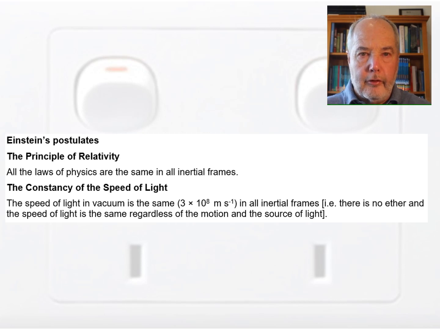Einstein's two postulates are that the laws of physics are the same in all inertial frames, and in a vacuum, the speed of light is always the same, 3 by 10 to the 8 meters per second.